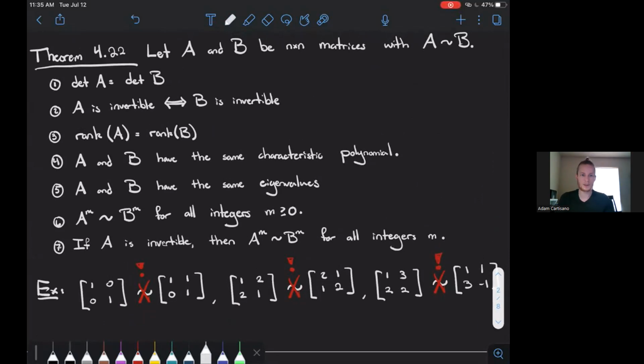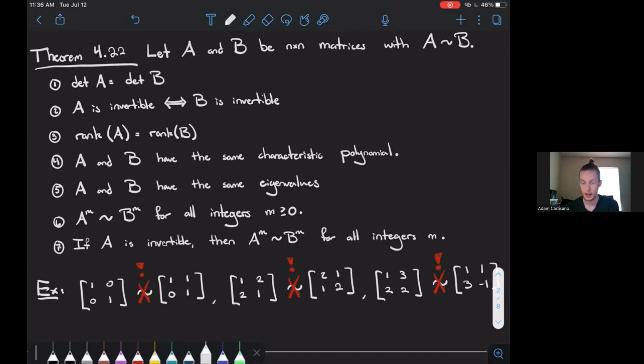So let's just take a look at the types of things that similar matrices have in common. This is great. Let A and B be similar n by n matrices. We have the following things that they share. For one thing, they have the same determinant, guaranteed. Yeah, similar matrices have the same determinant.